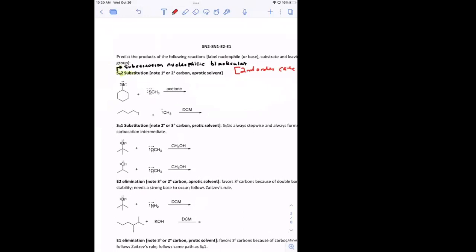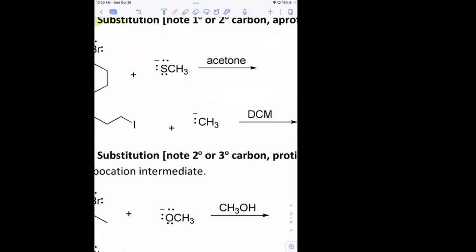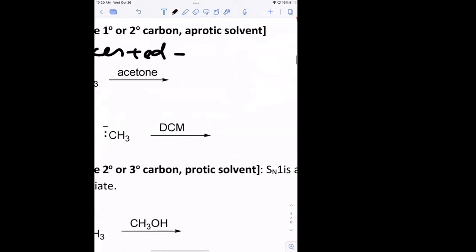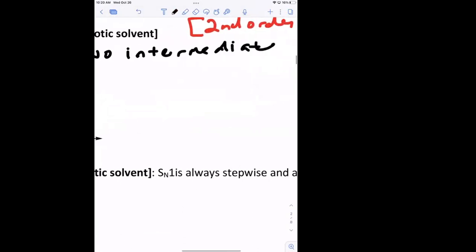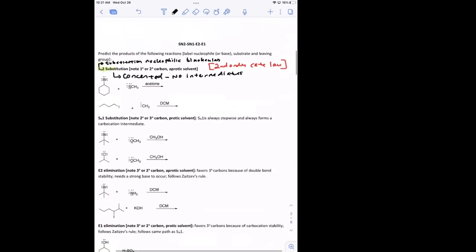All right. So with SN2 substitution, it's also what we call a concerted mechanism. So write that down. That is concerted. So no intermediate. The mechanism for the SN2, the rate determining step anyway, is going to be concerted.